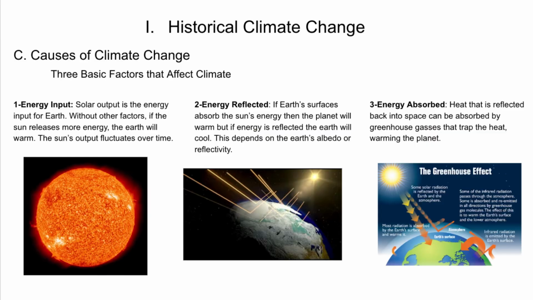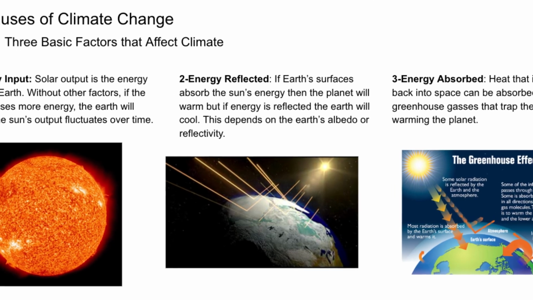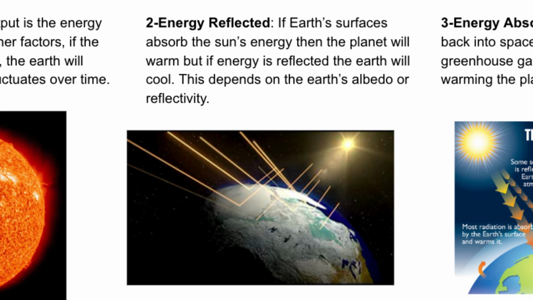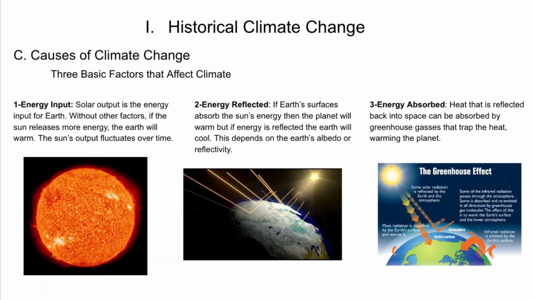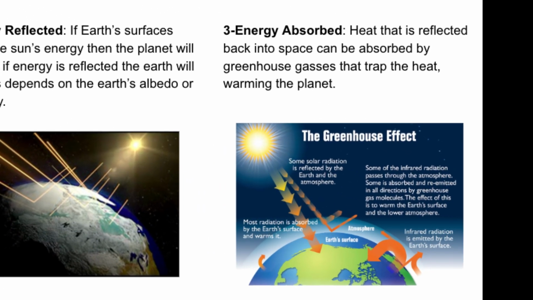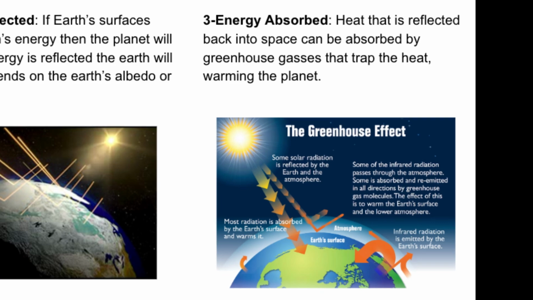Another very important factor is what sort of energy is reflected. Depending on Earth's surface and some factors in our atmosphere, solar radiation could just simply be reflected before it was absorbed in the first place. And the amount of reflected energy actually changes over time as well. And the last piece of the puzzle is energy absorbed. How much energy gets absorbed by our atmosphere and absorbed by greenhouse gases like we talked about.